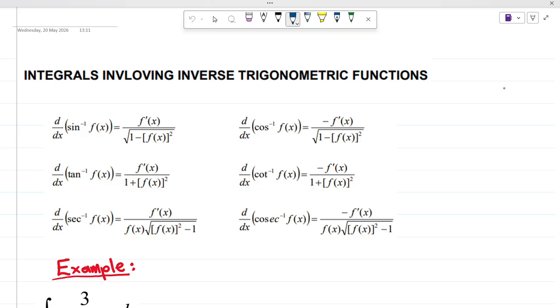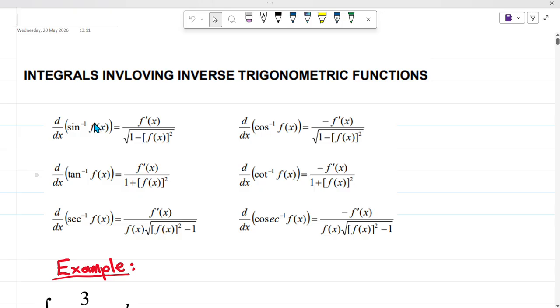So today we'll be discussing integrals involving inverse trigonometric functions. Let me just remind you of differentiation of inverse trigonometric functions before we go to the integrals of them. In differentiation, we would sometimes differentiate sine inverse of f of x, and that will become f prime of x divided by the square root of 1 minus f of x squared.